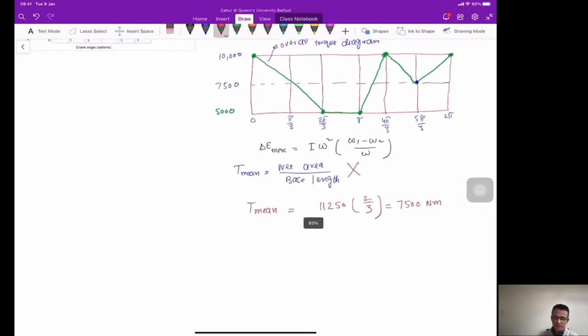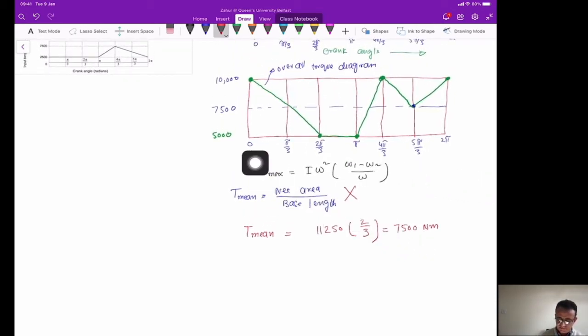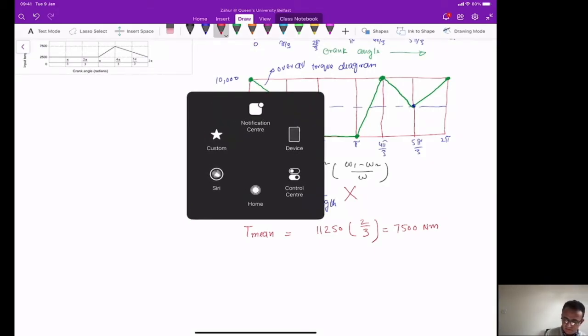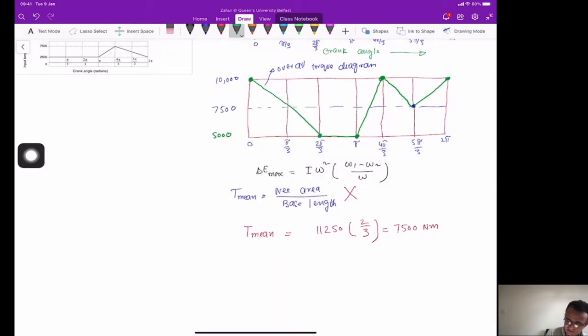Okay, so now we have the mean torque, which is 7500 here. Now to calculate delta E maximum, we will draw this mean torque line here, and now we can shade the areas which are above the mean line and below the mean line. Below the mean line we will shade in blue as usual, which is this area here, and the area above the mean line we will shade in red color, as you can see here.